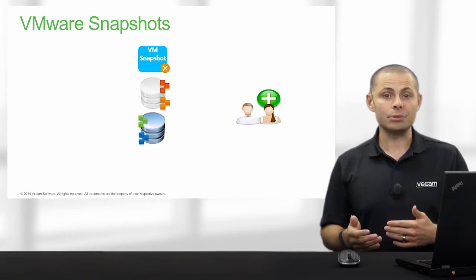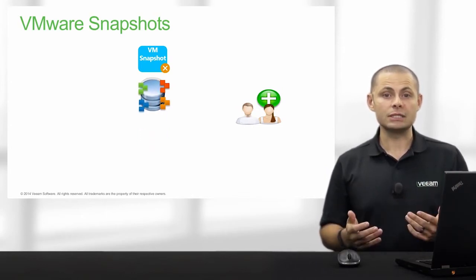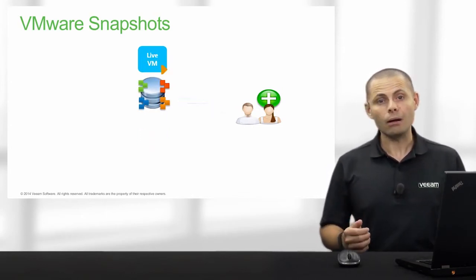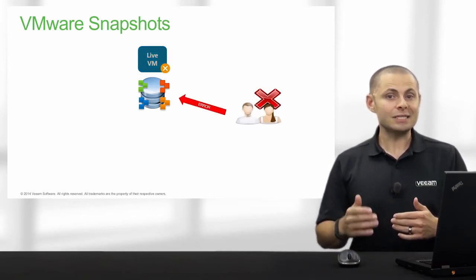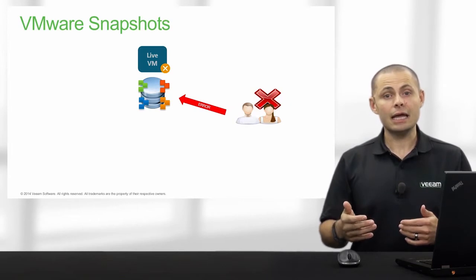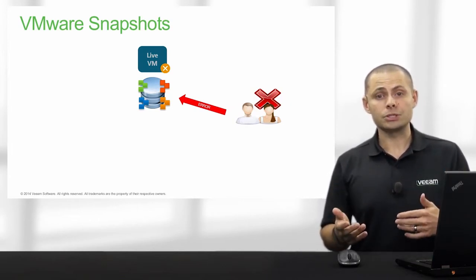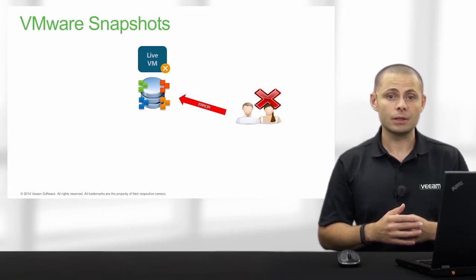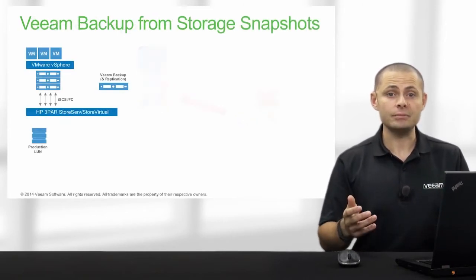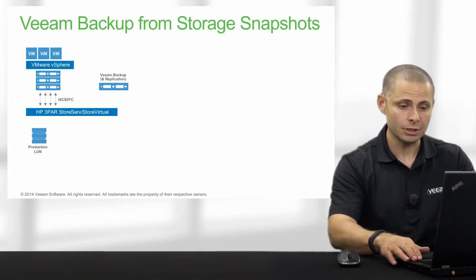When the backup is complete, VMware will merge this Delta disk into the original VM hard disk, which can cause the virtual machine to become unresponsive. This is commonly called VM stun, and Veeam combined with HP 3PAR StoreServ and StoreVirtual elegantly overcomes this issue. Now, let's take a look at the steps Veeam takes as it backs up from storage snapshots.